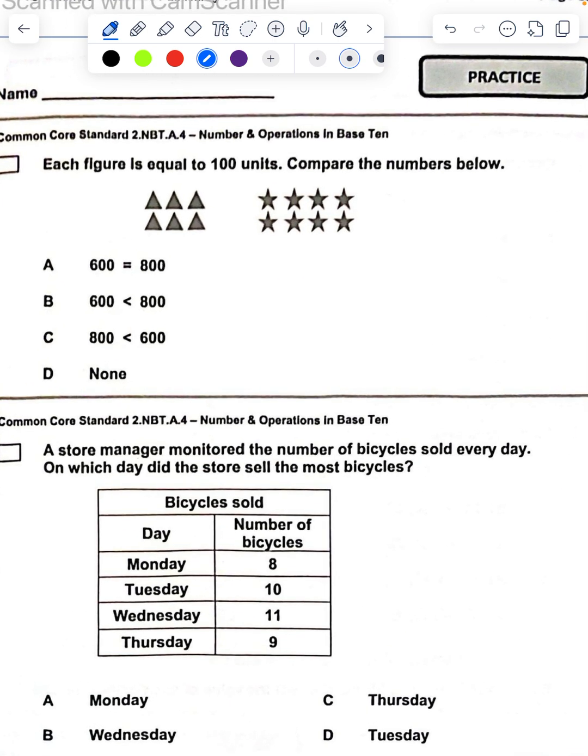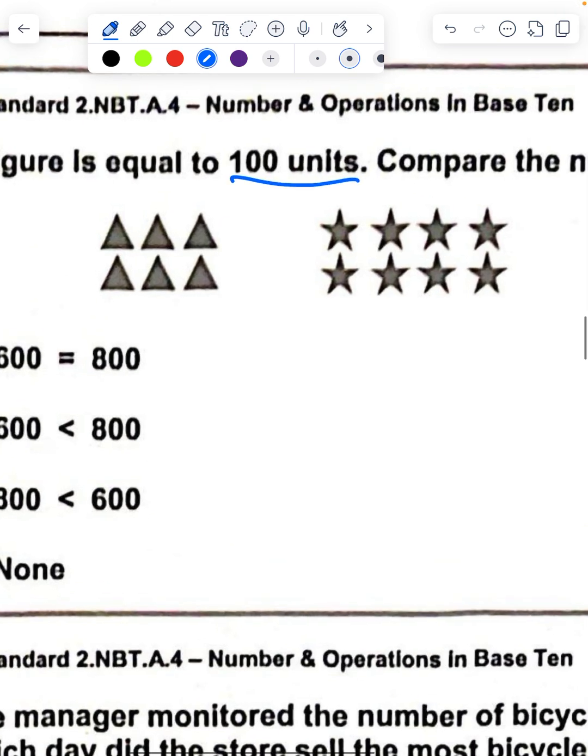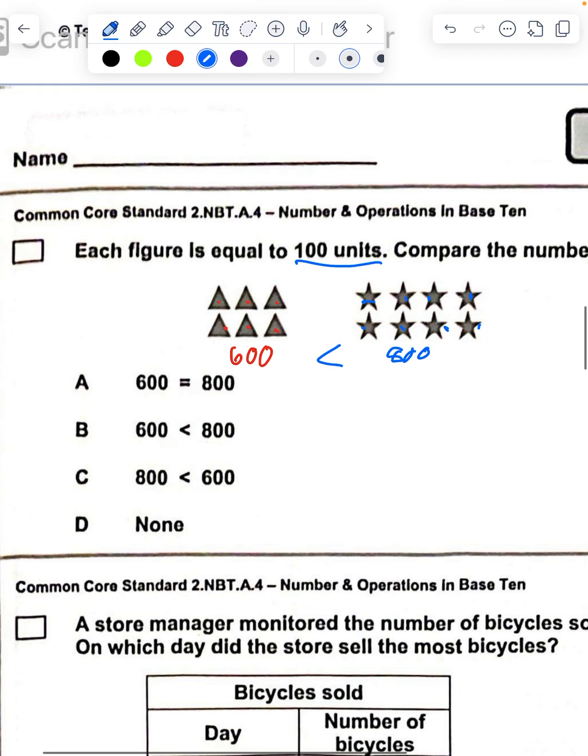Okay, next it says, each figure is equal to 100 units. Compare the numbers below. So let's look at this group. There's 1, 2, 3, 4, 5, 6 triangles, so it would be 600 total. And then there's 1, 2, 3, 4, 5, 6, 7, 8 stars, so it would be 800. And 800 is greater than 600, so it'd be like this. So the answer is B.